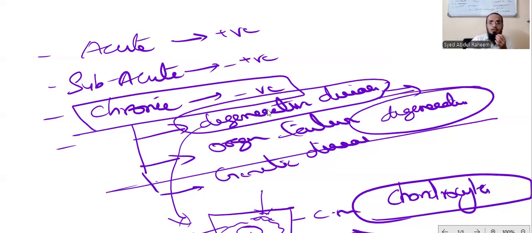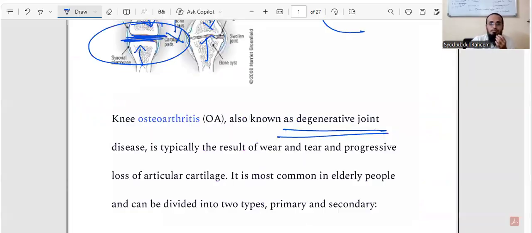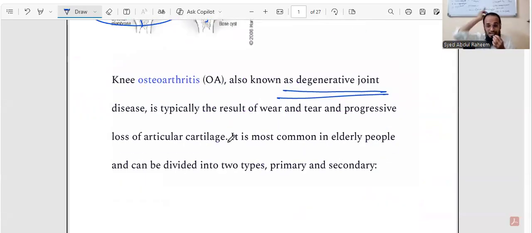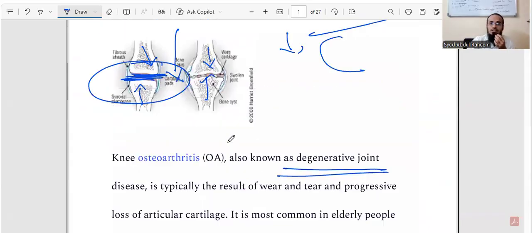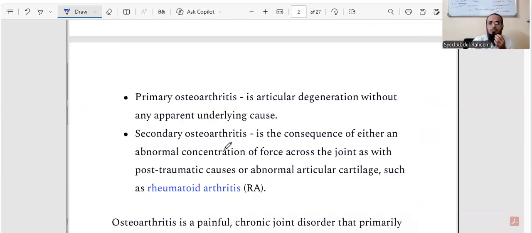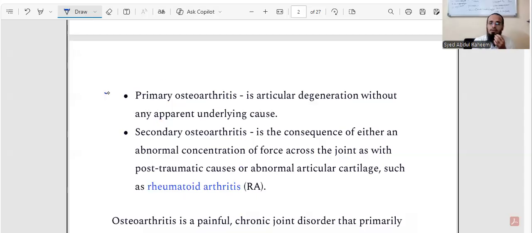Okay. So let's come to the topic. Osteoarthritis, I think you understood why it is called a degenerative disease. In the cartilage, you have chondrocytes. That chondrocyte cell membrane is damaged. So that's the reason we are calling it a degenerative disease. It is divided into two parts, primary and secondary. First, let's start with primary.